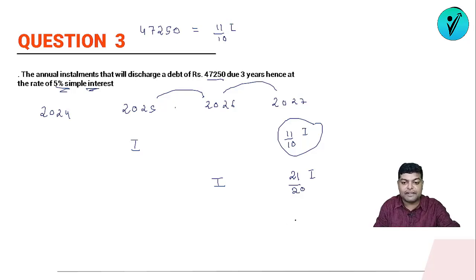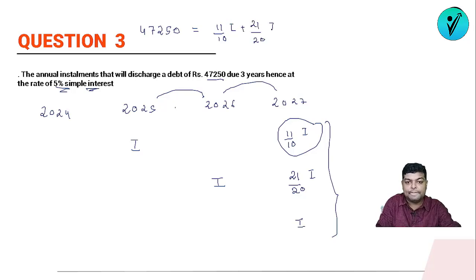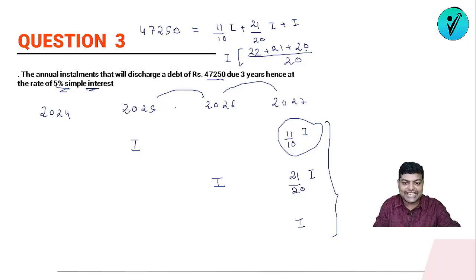And the last installment will be paid in 2027 itself. So the combination of all the 3 installments should be equivalent to this money. So we can say that 11I plus 21 by 20I plus I should be equal to this. Again, if you take I common and take the LCM, 20 will be the LCM. So this is 22, this will be 21 and this will be 20. So 22, 21 and 20, so it's 63 I guess.